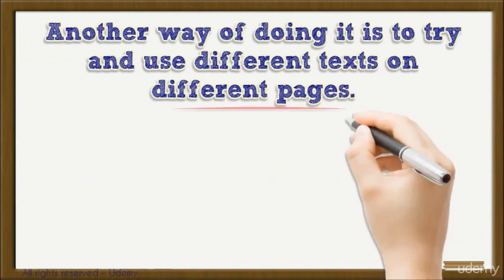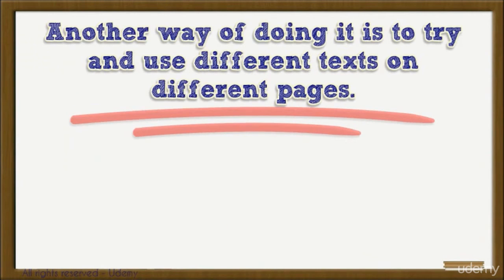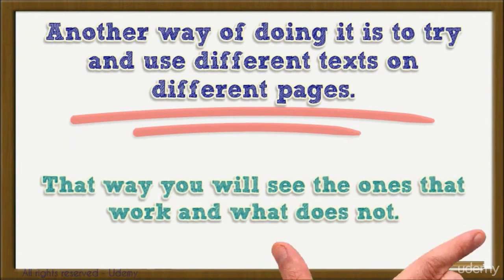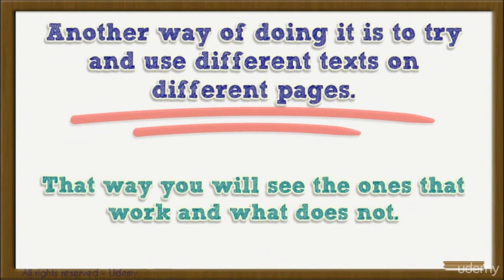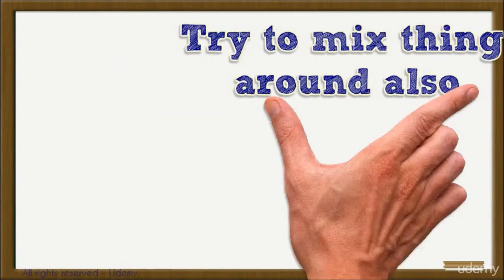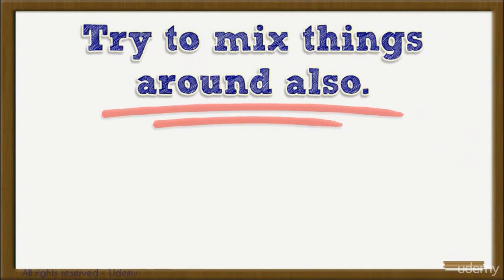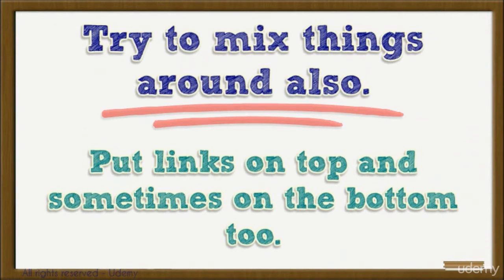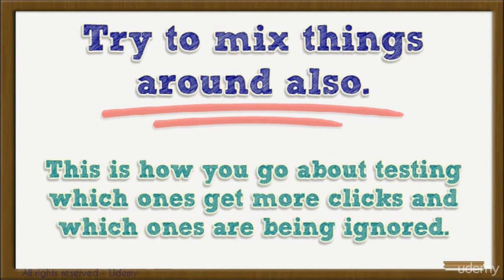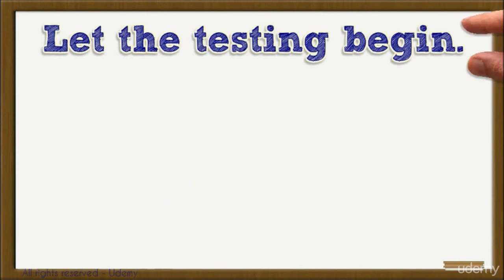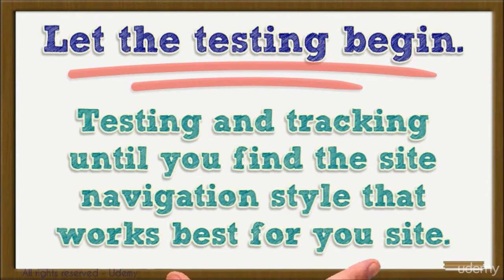Another way of doing it is to try and use different texts on different pages. That way you will see the ones that work and what does not. Try to mix things around also. Put links on top and sometimes on the bottom too. This is how you go about testing which ones get more clicks and which ones are being ignored. Let the testing begin. Testing and tracking until you find the site navigation style that works best for your site.